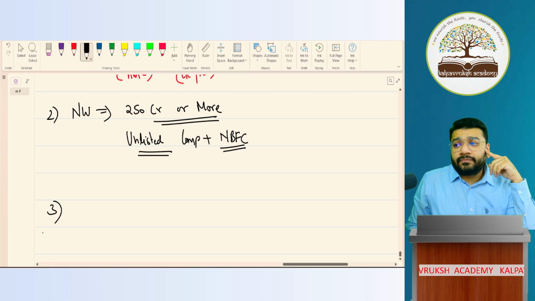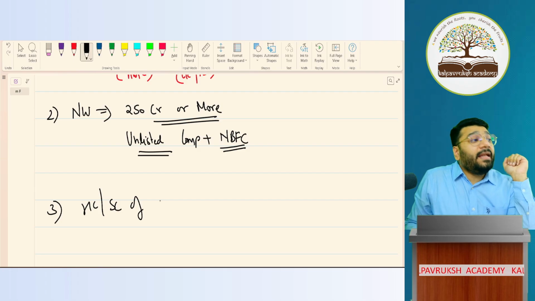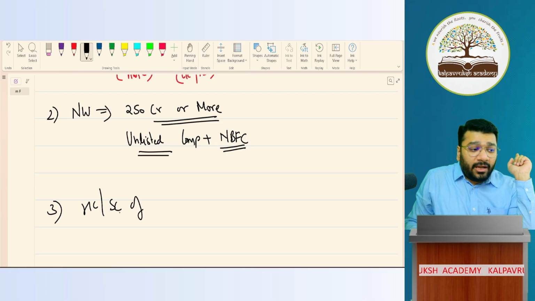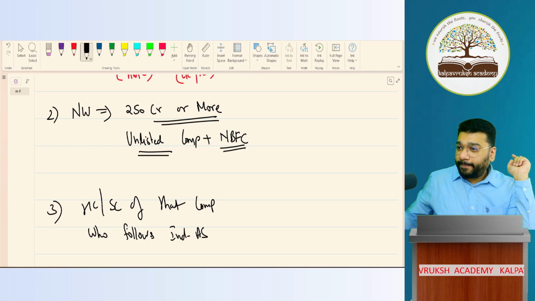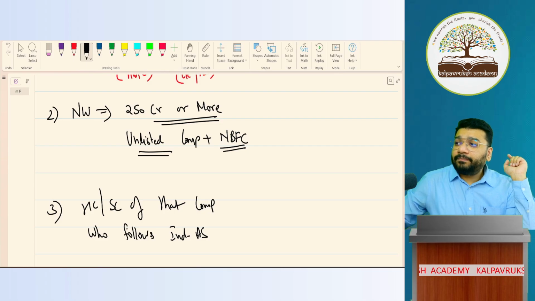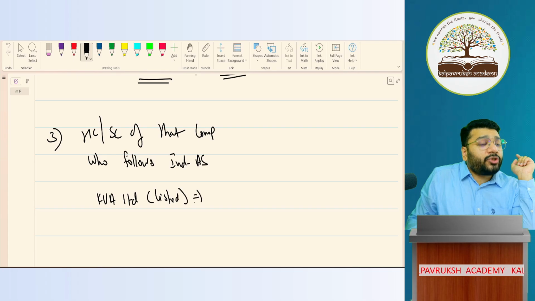Third criteria for applicability of Ind AS. Holding company or the subsidiary company of that company which is following Ind AS. Example: Kalpavriksha Academy Limited, a listed company. It is a listed company, so what should I follow? Ind AS I'll follow.